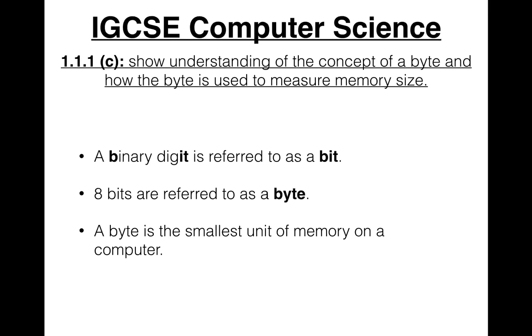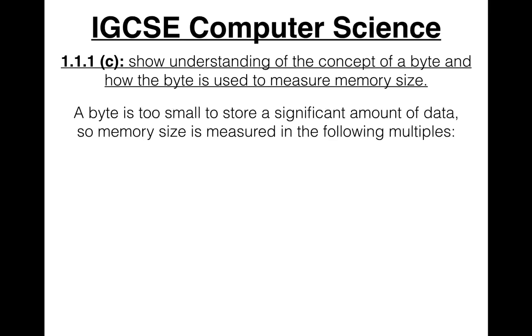Now you might be wondering, wouldn't a bit be the smallest unit of memory? Well, a bit is, remember, a 0 or a 1, so that can't really store a lot of data. It's really small. You can only store a 1 or a 0. And even a byte is too small to store a significant amount of data, which is why memory size is measured in the following multiples.